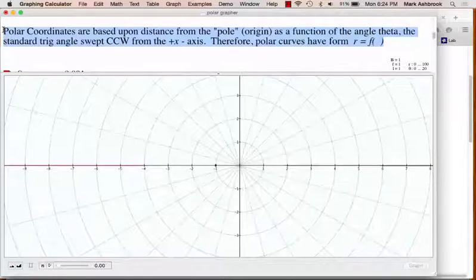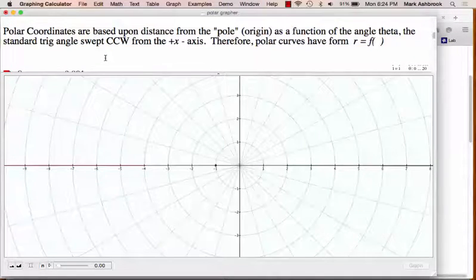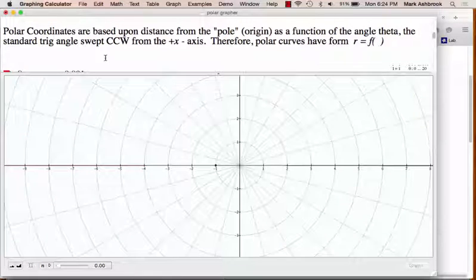Okay, so polar coordinates. Our graphs so far, even in parametric, so your whole math career and even parametric functions, are based on an x-coordinate, which is how far left or right, and a y-coordinate, how far up or down.